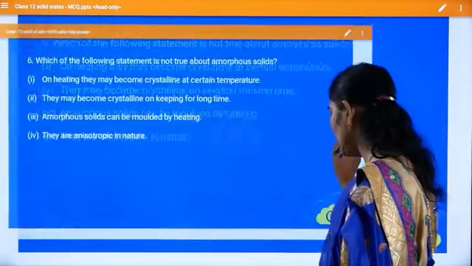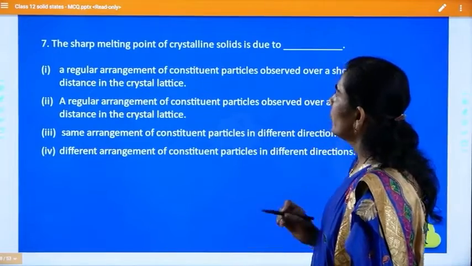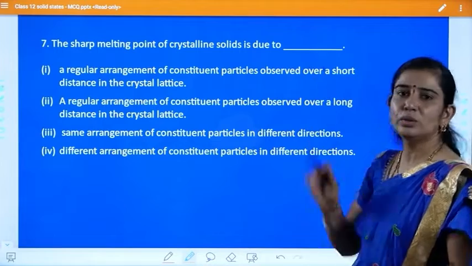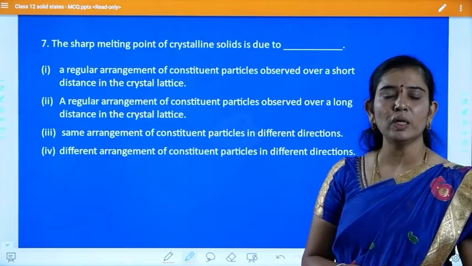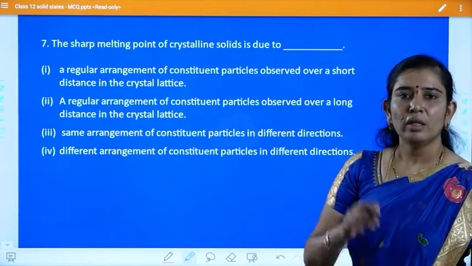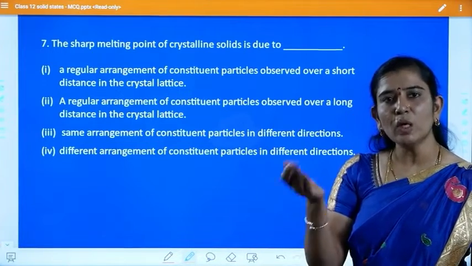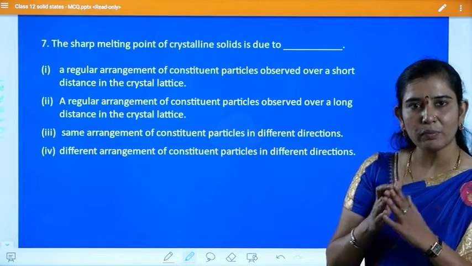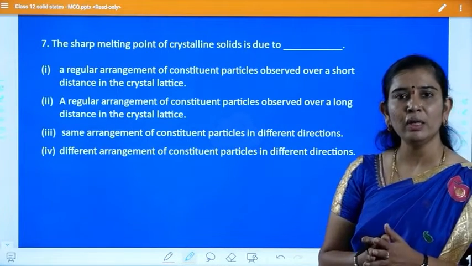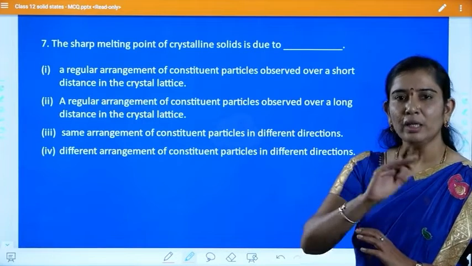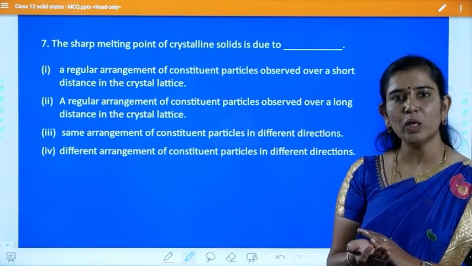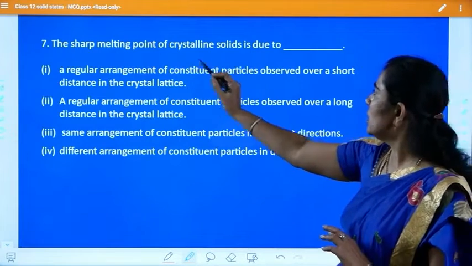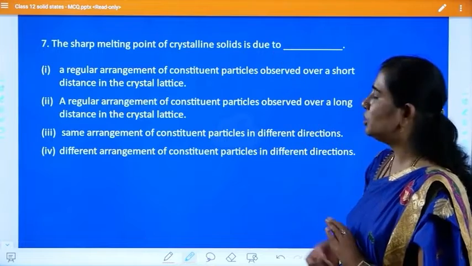Now, the next question I am going to take up. The sharp melting point of crystalline solids is due to. Sharp melting point means at the same temperature, the entire solid gets converted into liquid, because breaking of bonds between all the constituent particles takes place at a time. Thereby at the same temperature, the entire crystal gets transformed into liquid form. That we call a sharp melting point.